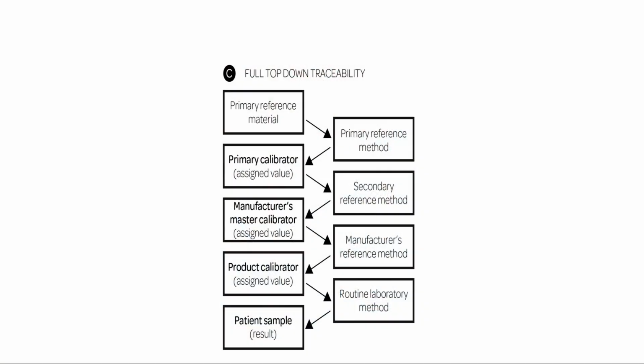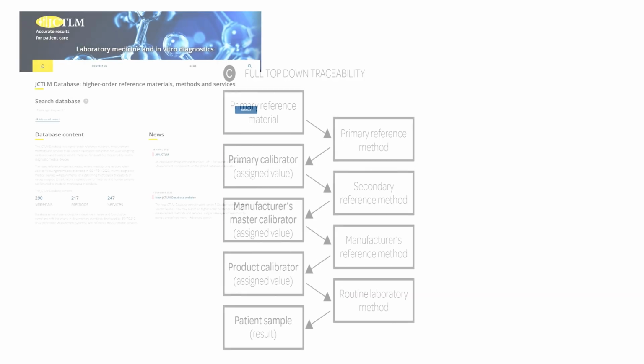Okay, so this is the traceability chain. So there's a primary reference material and a primary reference method up the top there in one lab somewhere in the world. And then there's this unbroken chain of calibrators and measurement systems to ensure that there's consistency between the patient result and this certified reference material.